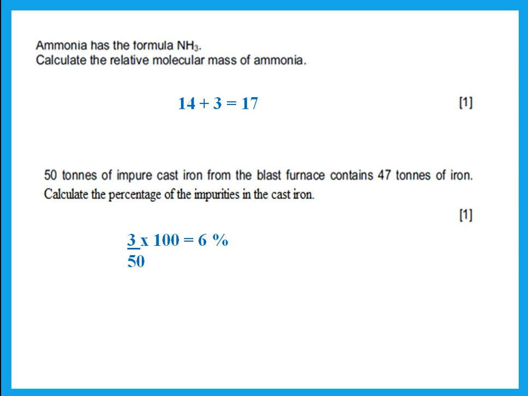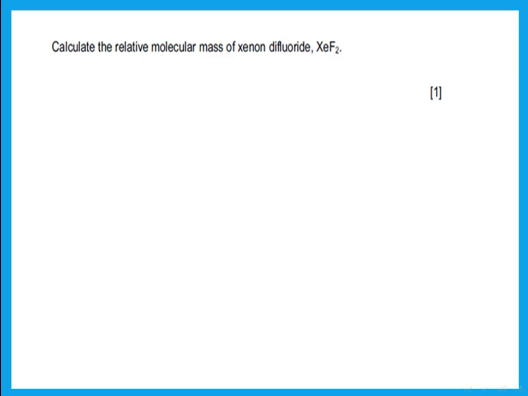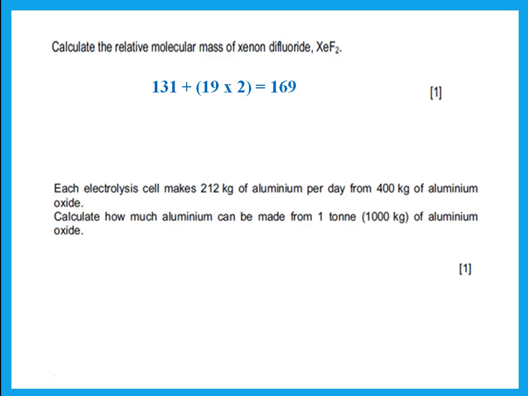He's asking here for percent impurity. You add the difference between them, which is the impurity, over the total times 100. Again, calculate the relative molecular mass of this. So you look at xenon in the periodic table. Xenon has a mass of 131, plus fluorine has a mass of 19. I have two of them, so that is 116.